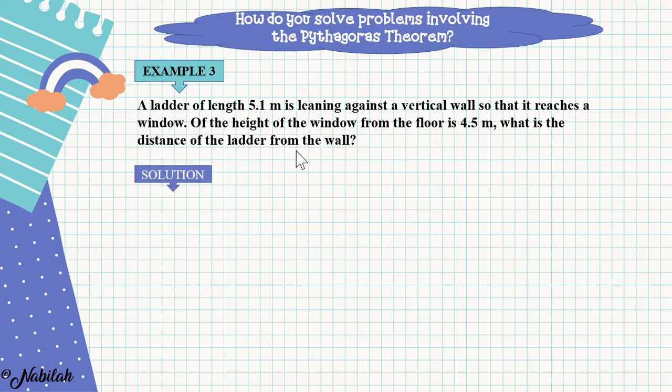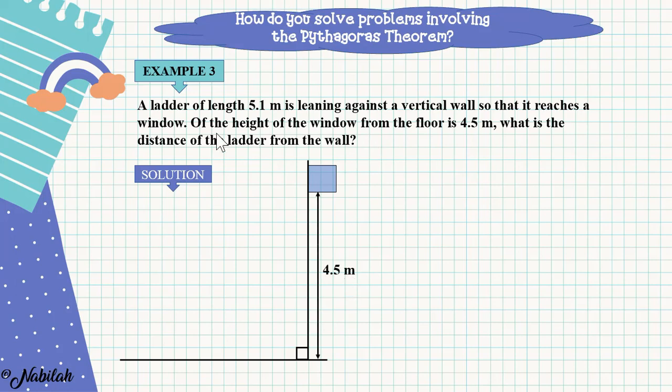Okay, for this question you had better imagine it or draw it first. Let's say this is your floor, and this is your wall. This is your window, where the height of the window from the floor is 4.5 meters. And then a ladder of length 5.1 meters is leaning against the vertical wall. So this is the ladder. We want to find the distance of the ladder from the wall.